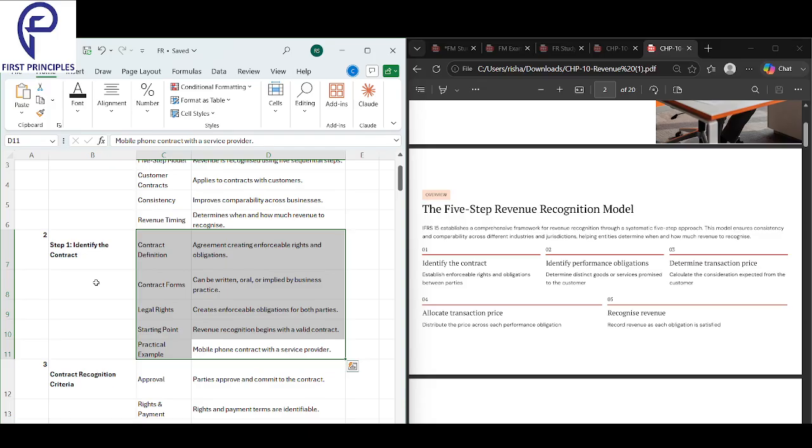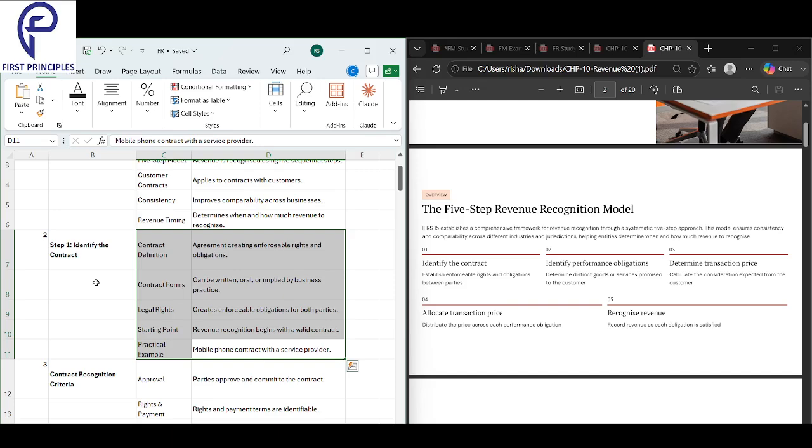Example, your phone plan. You pay, the company gives you service. There is a contract. Both the parties have duties and rights, and it's a legal deal between two parties. You will pay the company, and they will give you the phone service.